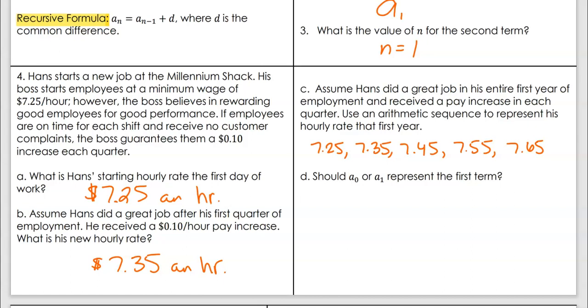So did we use a sub 0 or a sub 1 technically for my first term? Technically, we used a sub 0, right? Because this was after the first quarter, the second quarter, the third quarter, and the fourth quarter. Our very first value, this is what I was trying to explain without giving it away. In the real world, it's usually the starting value of something before we add our difference.